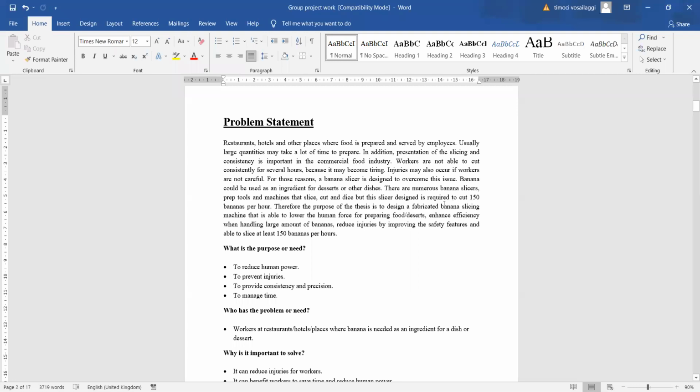Okay, it's required to cut 150 bananas per hour. I know that, has this 150 figure been given in your topic, your problem, in your topic title? Was the number 150 bananas per hour given to you guys, or did you just come up with that number yourself? Yes, sir, it's been given.